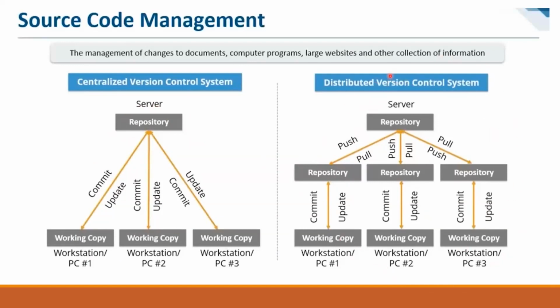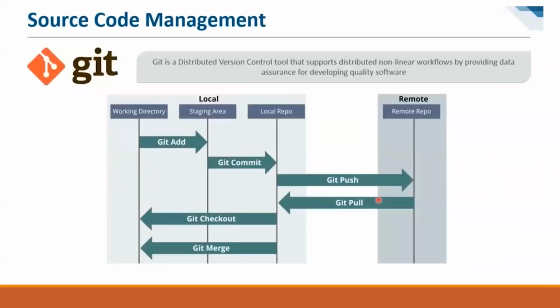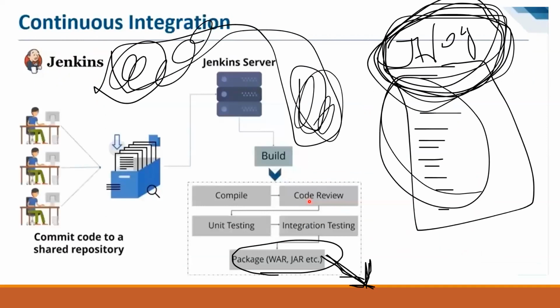In the distributed version control system, Git is the tool we can use. In that there is a local repository. If something goes wrong on the remote, we have a copy on the local repository also. Git is a distributed version control tool that supports distributed non-linear workflows by providing data assurance for developing quality software. It has a local repository and a remote repository. If something goes wrong on the remote repository, we have the local repository. The code will be in the local repository.